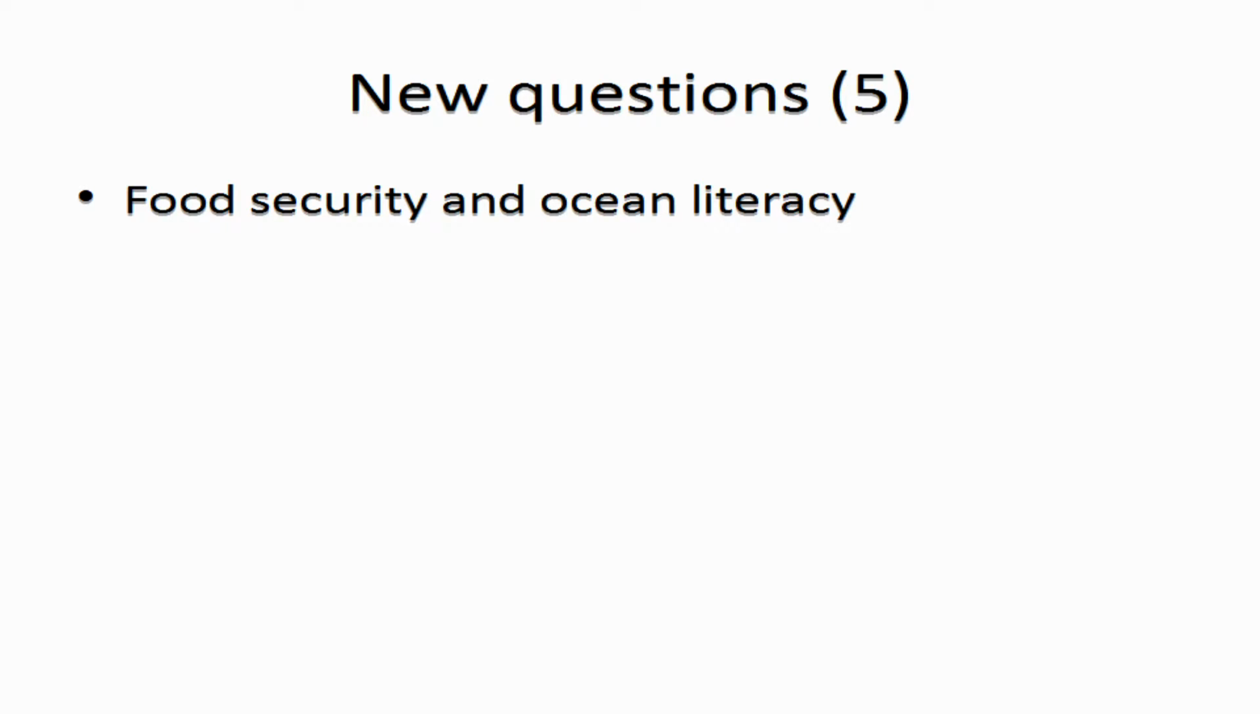And finally, we need to ask questions about food security and ocean literacy. Food security is all about making sure that in 20, 30 years' time, there will still be an opportunity for us to have marine protein. We know that in the next 25 years, the human population will grow. There is no more fishery opportunity in the world's oceans at large. We have harvested to the full, to the max.